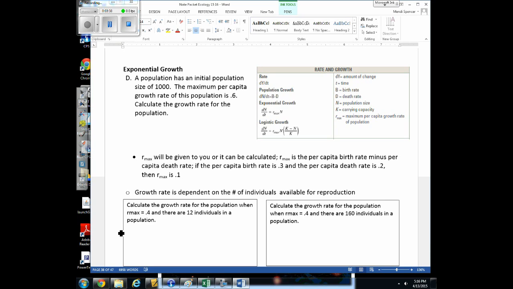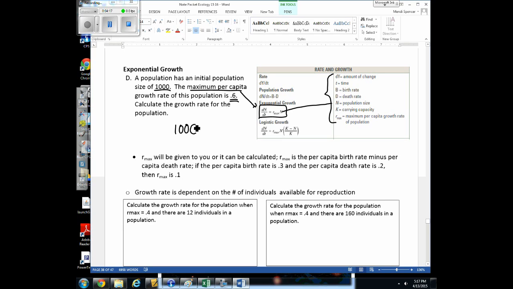Whenever you start to see words like maximum per capita growth rate, or if you see a number that has a decimal, then you need to know that you're probably going to be using this equation right here. As long as that problem says nothing about a carrying capacity, or it says that the population is experiencing exponential growth. Here we have a population that has an initial population size of 1,000. Now, over here, if you haven't noticed, there are symbols that tell you what these different symbols mean. N just refers to population size. So we're starting out with a population of 1,000.